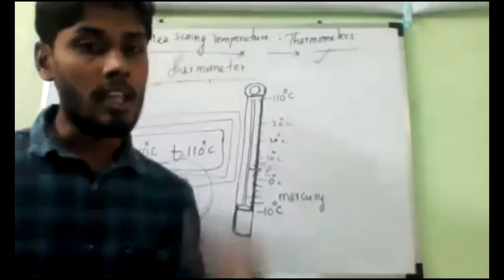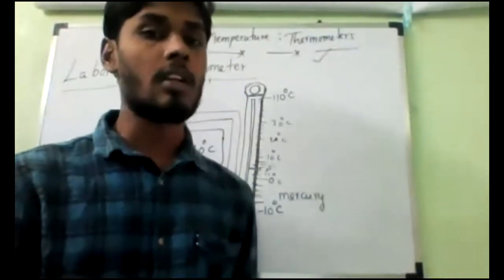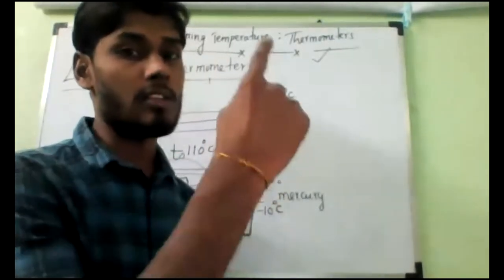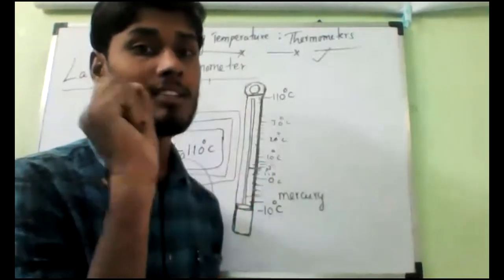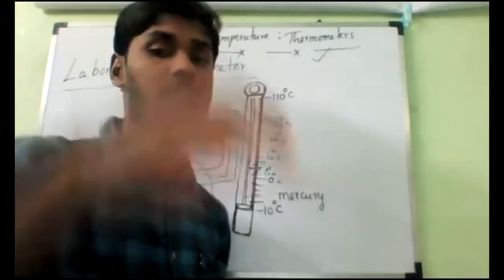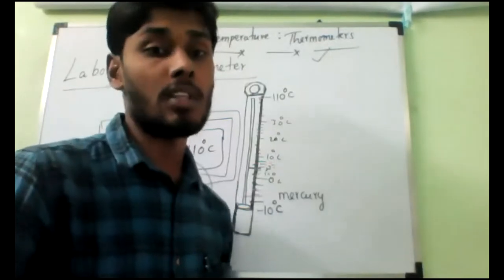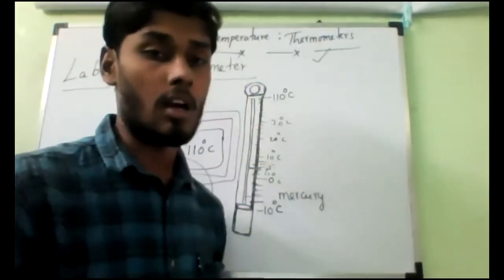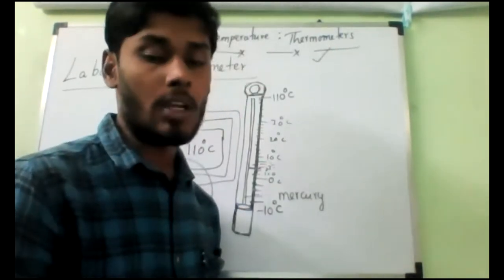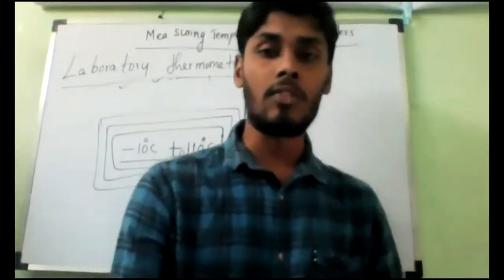So if we take the upper end of this mercury thread, it tells us the temperature of an object in which the thermometer bulb is placed. Always remember, the silvery thread of mercury in the narrow glass tube of the thermometer, wherever it is present at the upper end, is indicating the temperature of the body where we have placed the thermometer bulb. Do you understand? Now, how to find the reading of the thermometer?